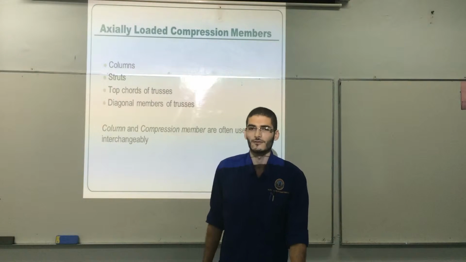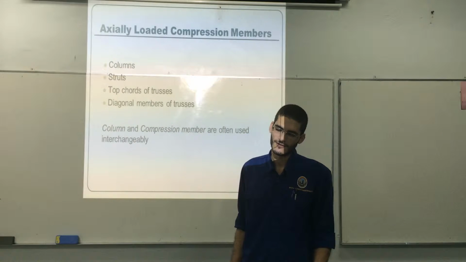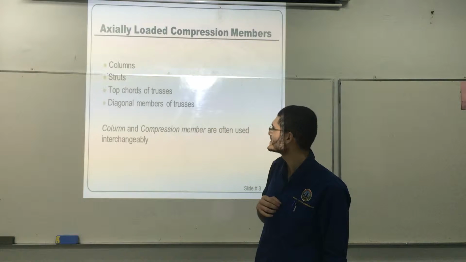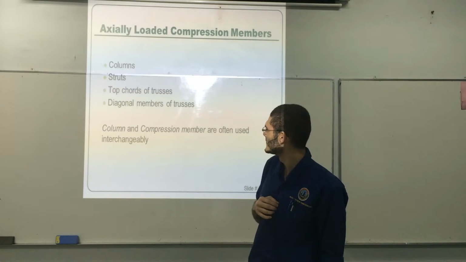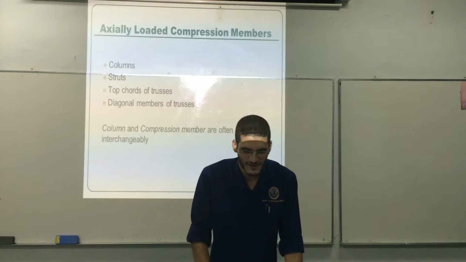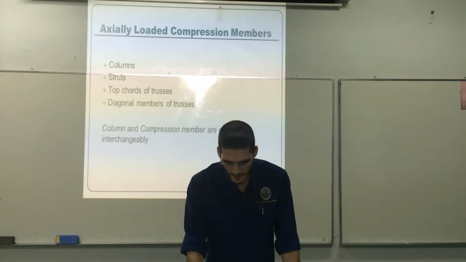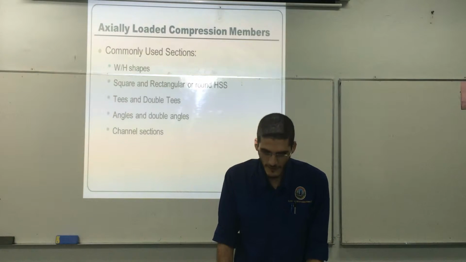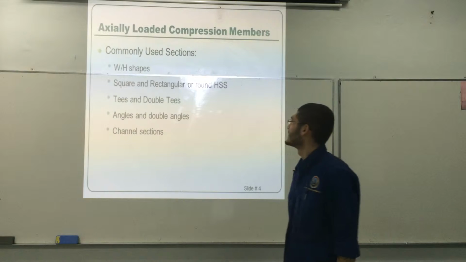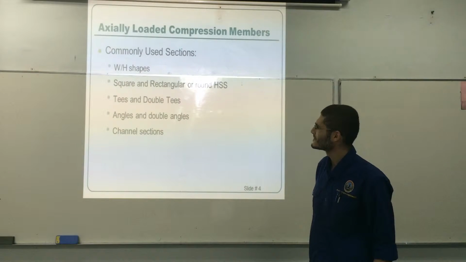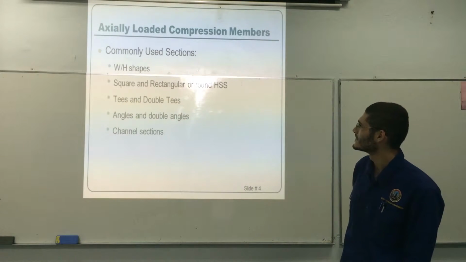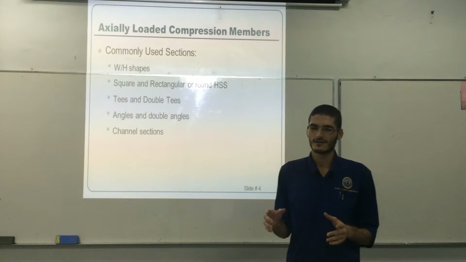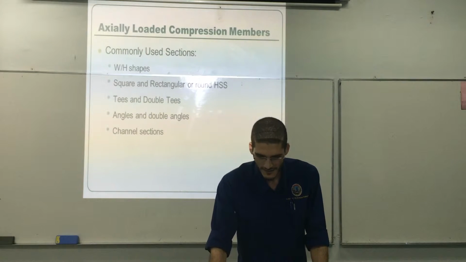Next, axial loaded compression consists of columns and struts, top chords of trusses, and diagonal members of trusses. Columns and compression members are often used interchangeably. Commonly used shapes are W and H shapes, square and rectangular or round HSS, ties and double ties, angles and double angles, and channel sections.